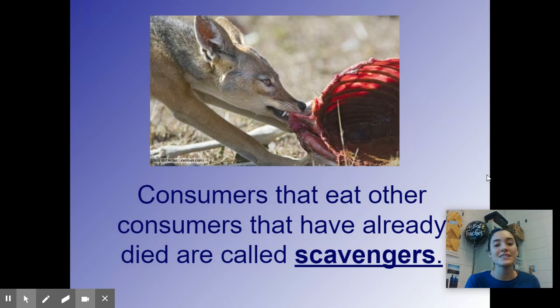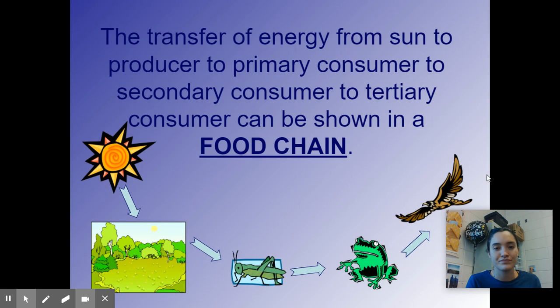So consumers that eat other consumers that are already dead are called scavengers. They don't even want to try to hunt and go through all of that. They're just going to find something that's already dead, like roadkill, like a dead raccoon on the side of the road, and they're just going to scavenge and eat that. And so that's what we call scavengers. So there's predator, prey, and scavengers.